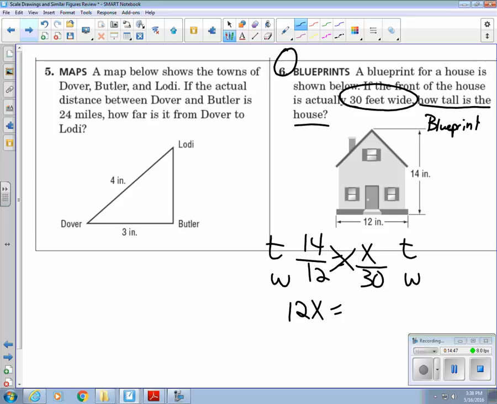So we're going to go ahead and punch that in a calculator, and when we get that punched in, it equals 420. If we divide both sides by 12, I'll do that in the calculator as well: 420 divided by 12, x is equal to 35 feet. So the actual height, or how tall the house is, is 35 feet. Again, we're going to use a proportion to solve all of these types of problems.